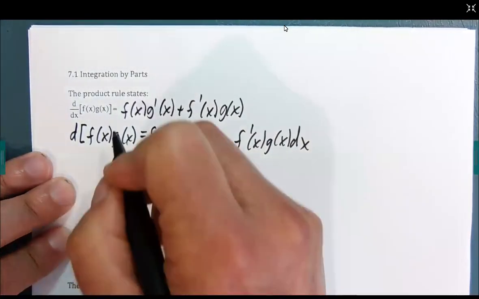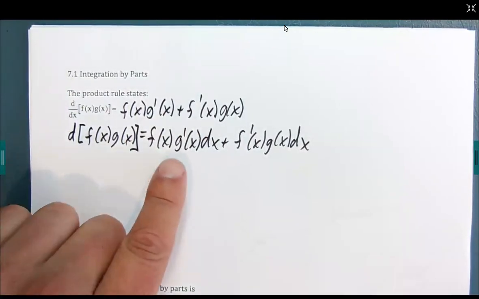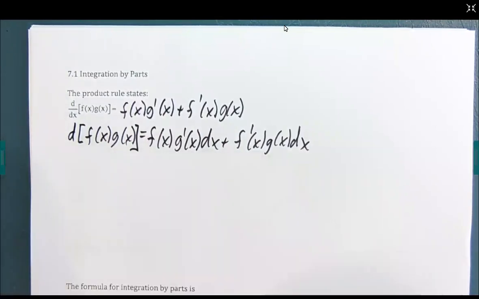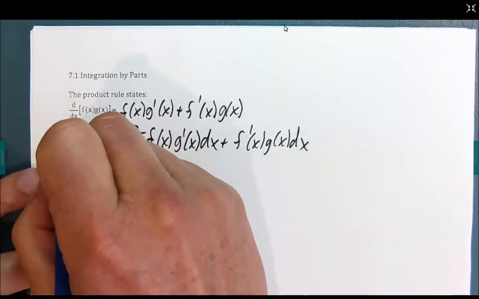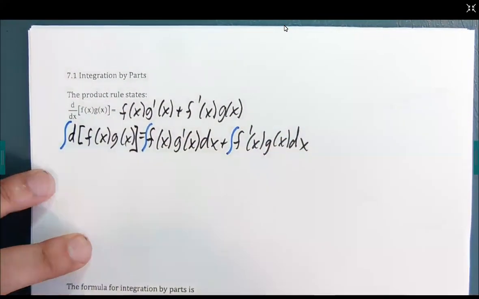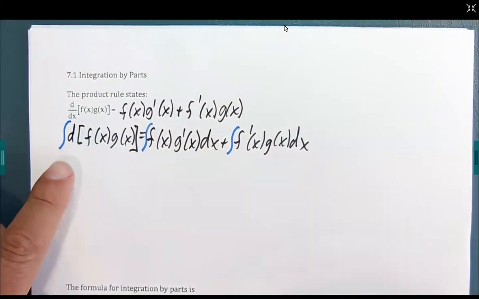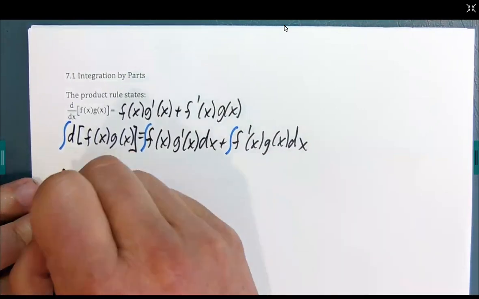We're going to end up here. And because it's a linear operation, I can actually integrate all three of those. So I'm going to add the integration symbol in front of all three. And if you remember, when you integrate d of something, it just becomes that something.